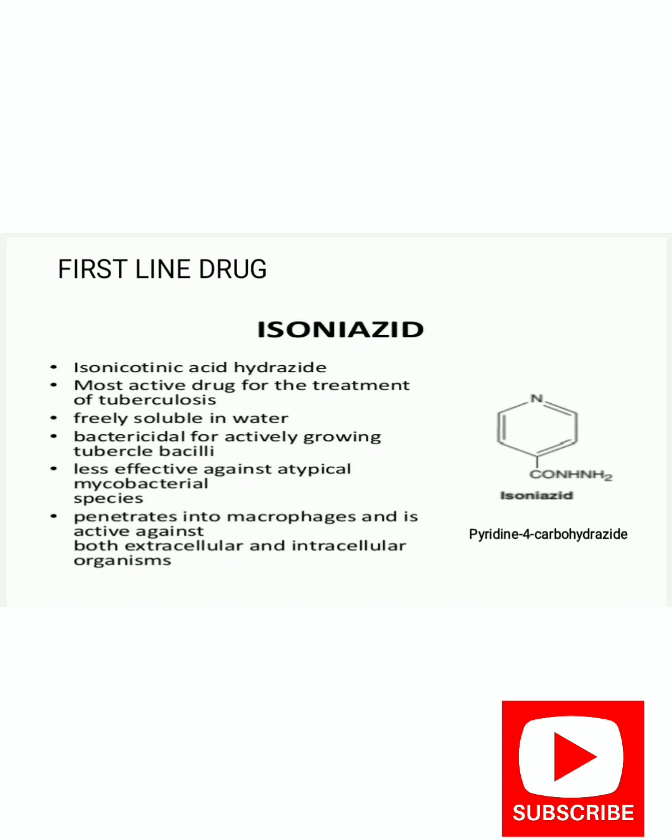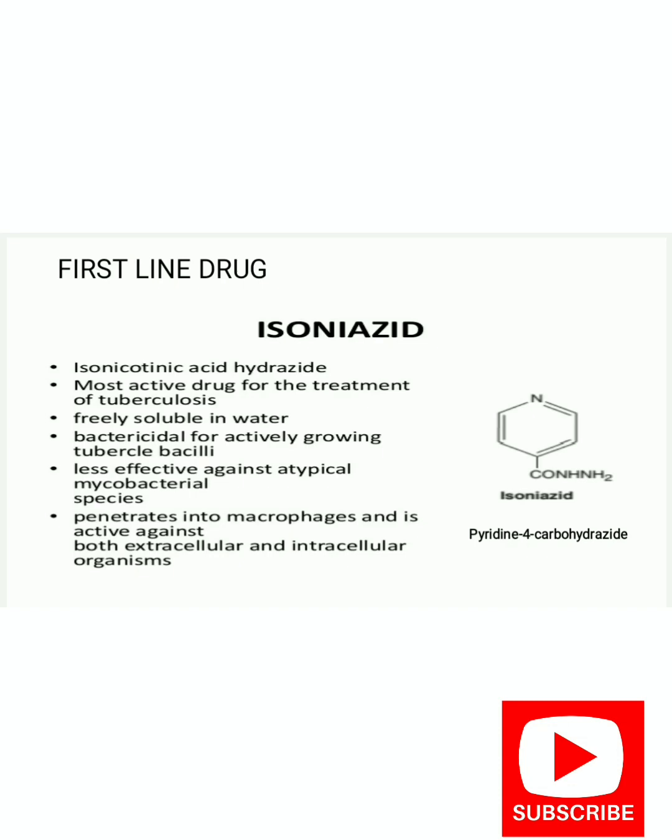Here is the isoniazid structure and the chemical name, pyridine 4 carbohydrazide. Isoniazid is isonicotinic acid hydrazide, the most active drug for the treatment of tuberculosis. It is freely soluble in water, bactericidal for actively growing tubercular bacilli, and less effective against atypical mycobacterial species. It penetrates into macrophages and is active against both extracellular and intracellular organisms.